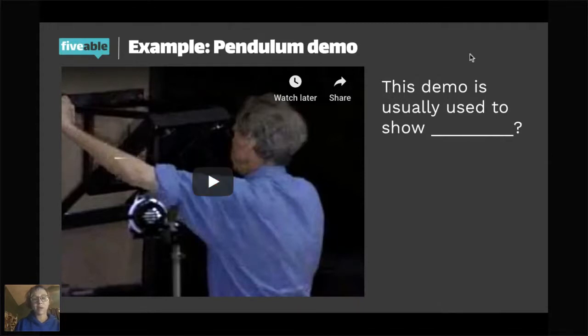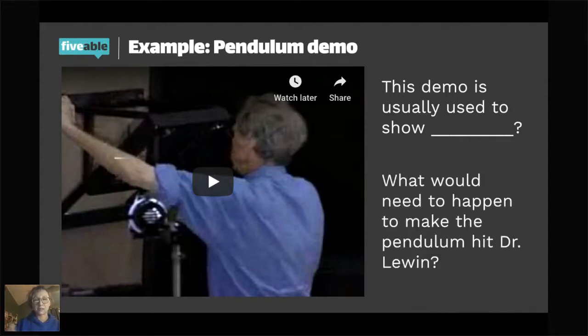Okay, so the phenomenon that it's usually showing is conservation of energy. The whole point is that idea that it can't swing up higher than it started. That's the whole idea. But let's say, and I'm not saying we would want to do this, that you did want to actually make it hit it.